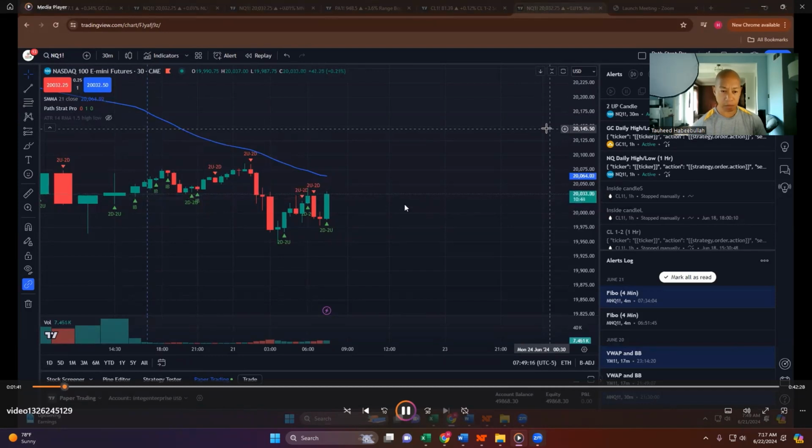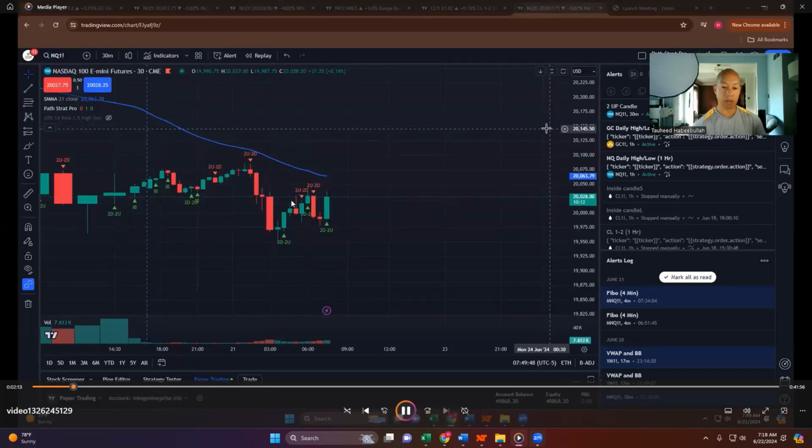All right, and so for those of you that are not familiar with the Strat methodology, the Strat has different candle types. And the candle type that we are interested in is a 2 up and a 2 down. A 2 up is a candle that breaks the high of the previous candle. Okay, so this candle right here would be a 2 up because it breaks this high. And a 2 down is a candle that breaks the low of the previous candle. All right, so let's go to a 2 down. This right here would be considered a 2 down because it breaks the low.